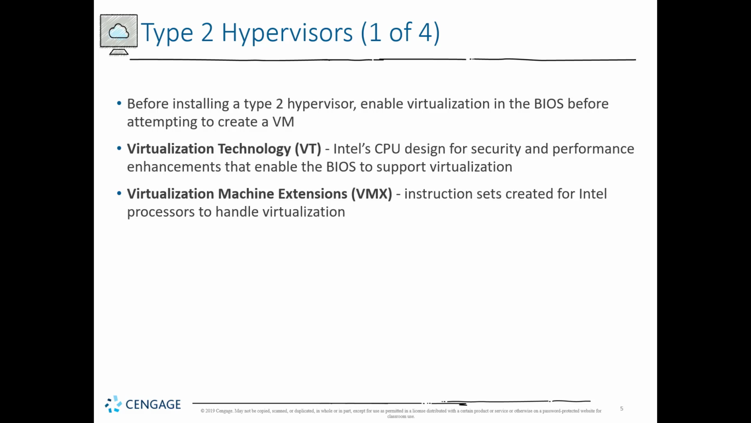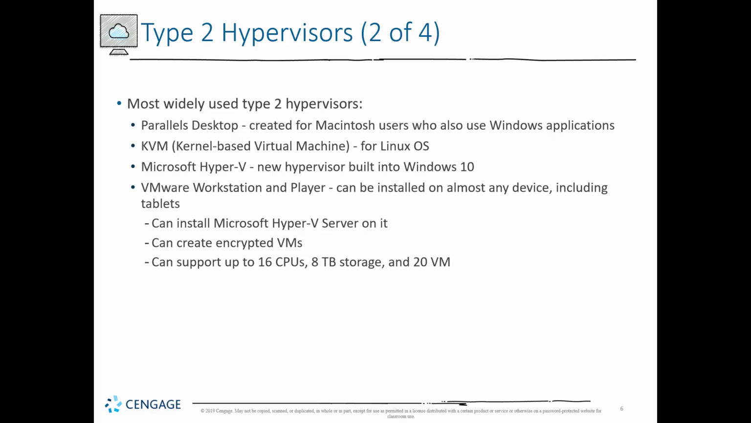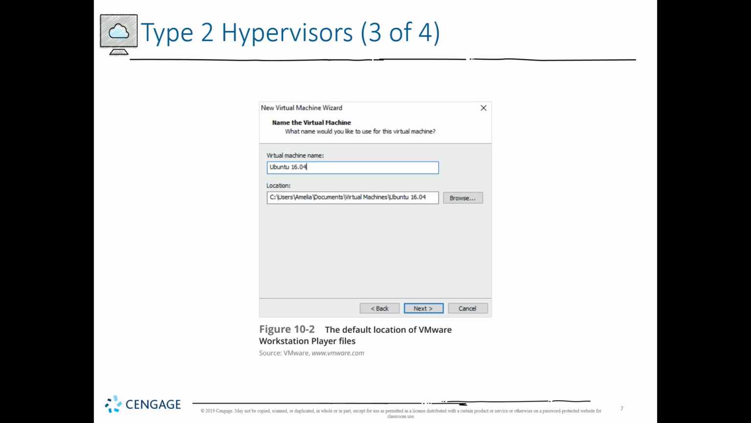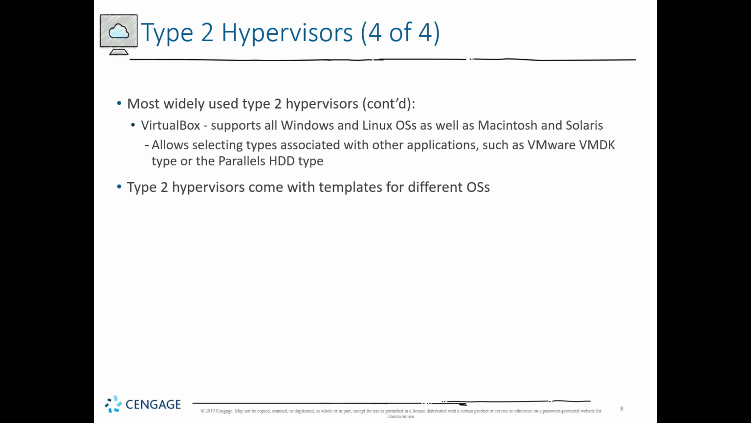So what are some of the most widely used hypervisors? Parallels for Mac, or Fusion for Mac. We'll also use Fusion from VMware. We also have Microsoft's Hyper-V, and VMware Workstation or Player for Windows environments. There are a lot of different virtualization hypervisors out there. Here's an example of VMware Workstation. You open it up, you give it a name, a location, install files, and you're good to go. This is the most widely used type 2 hypervisor, VirtualBox.